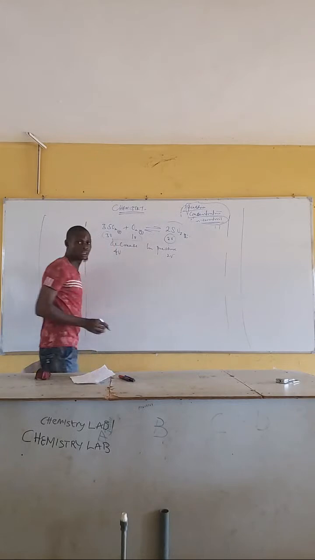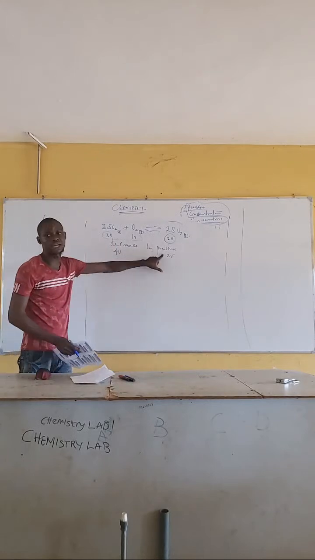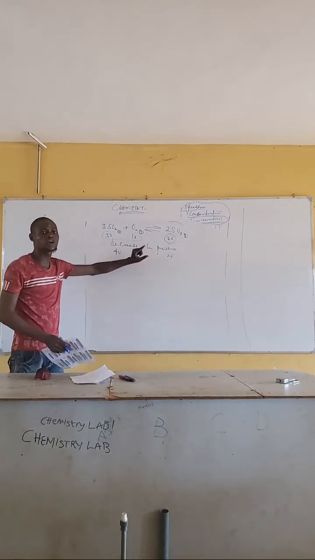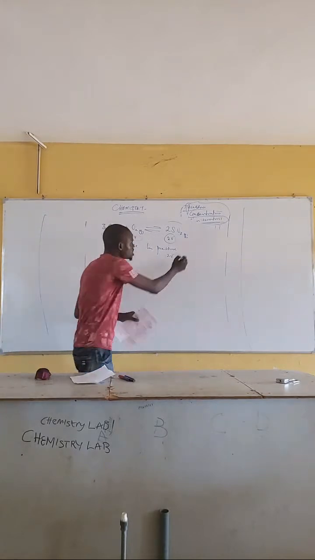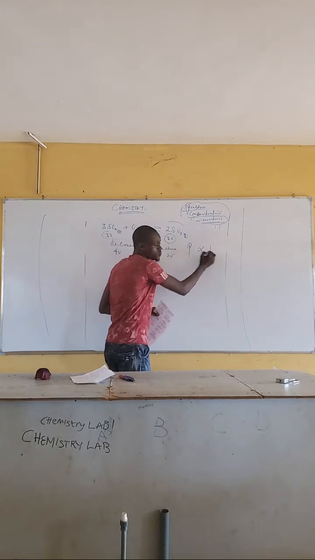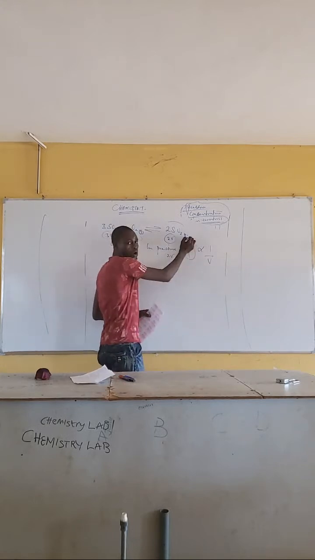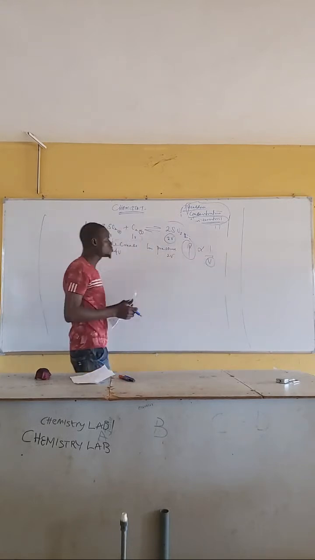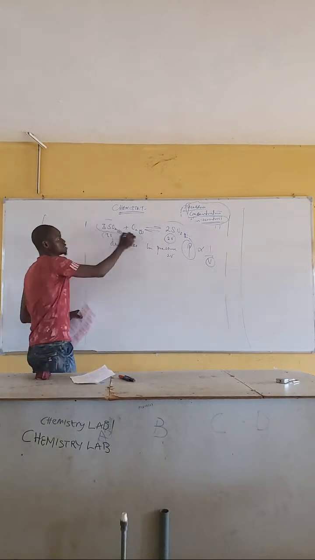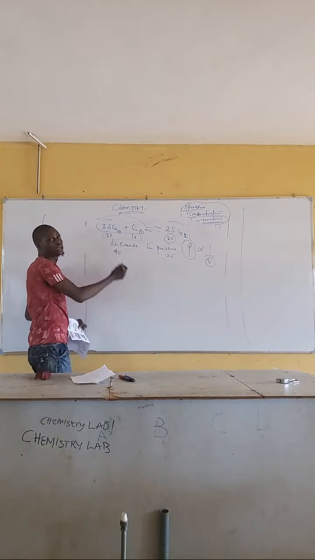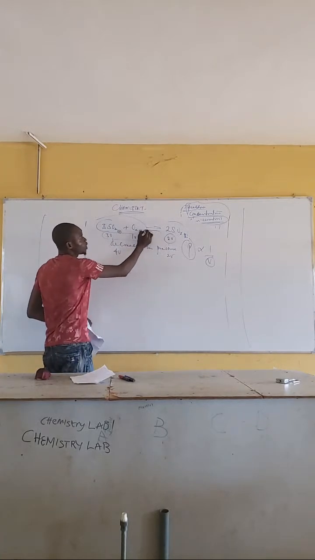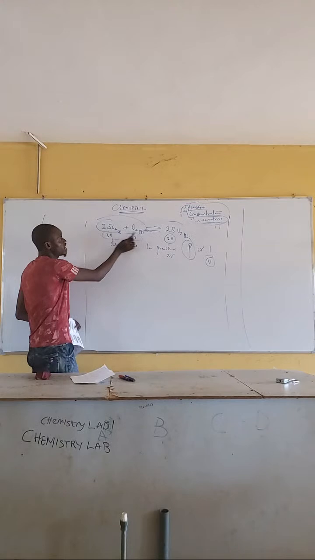Now, if I decrease the pressure, a decrease in pressure will favor the position of high volume. Why? Because pressure is inversely proportional to volume. So when the pressure is small, the volume must be high. Where will we have high volume? We are going to have high volume in the reactants. It simply means that if I decrease the pressure, it is going to favor the backward reaction. More of the reactants will be produced.